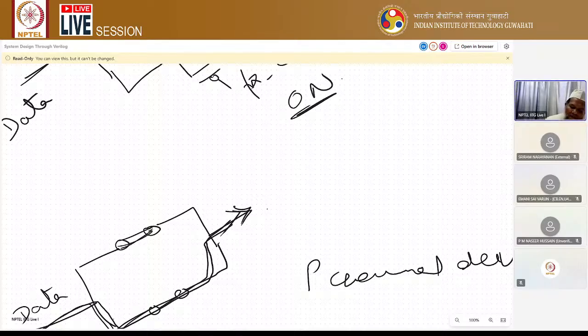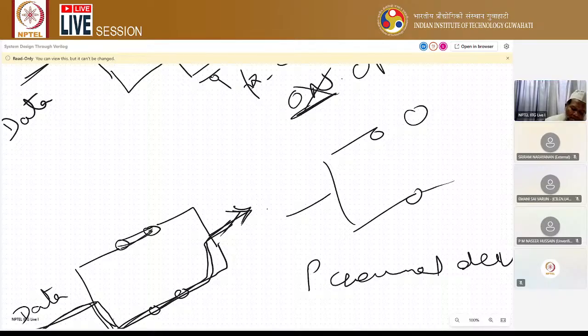For 1, 0, both will be off. P control is 1 means this will be off. N control is 0 means this is also off. Both off means both are open circuit. So there is no path from input to output, so the output remains X, Z. Both are 1 means again the same situation: one will be on, one will be off, giving X, Z.